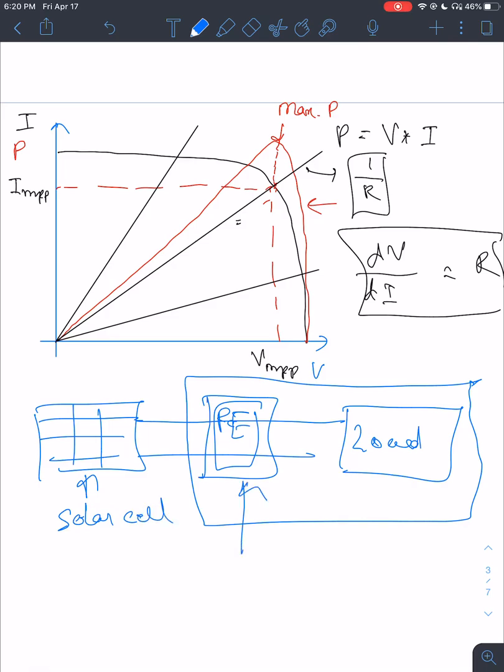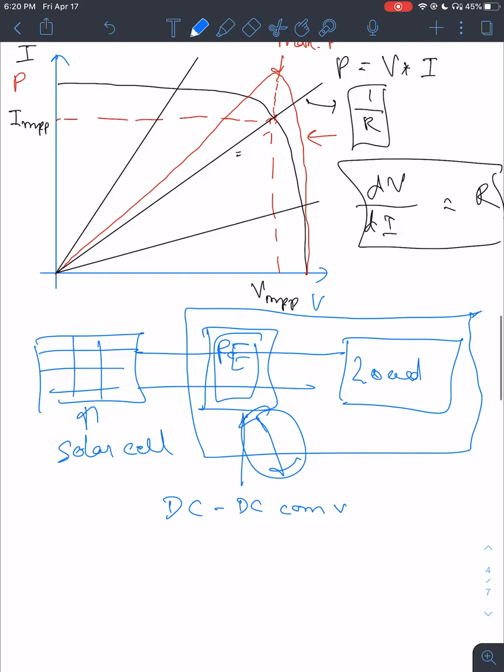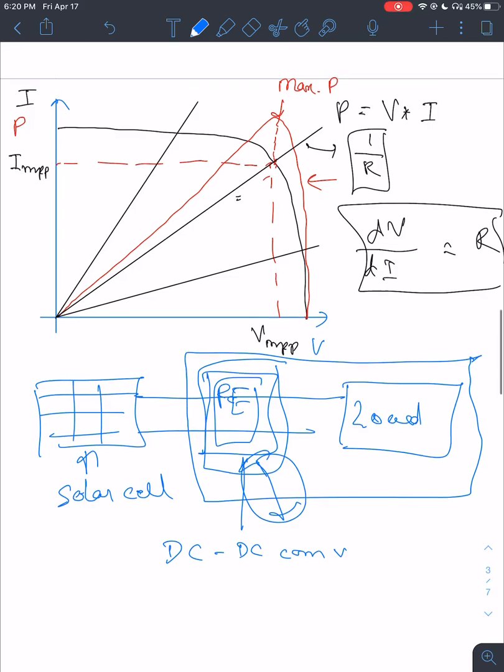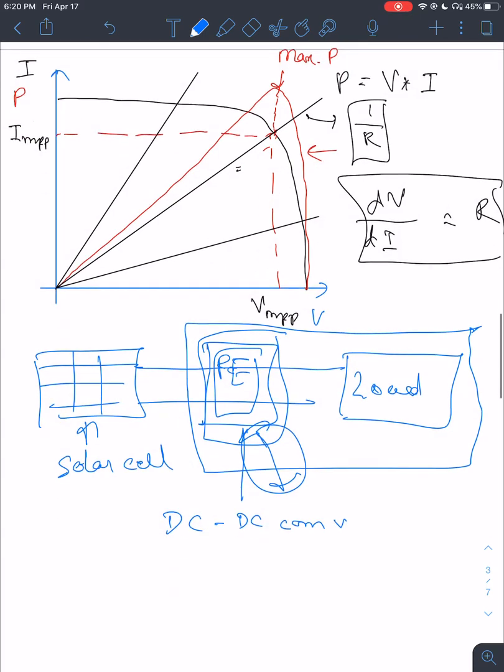What are these power electronic devices? This could be DC to DC converters. It could be a buck converter, boost converter, or buck-boost, or any other configuration. If this is not making a lot of sense to you, don't worry. It's just switching. And if you don't know anything about power electronics, just think of it like you put a black box between the solar cell and load to get to this point. That's it.